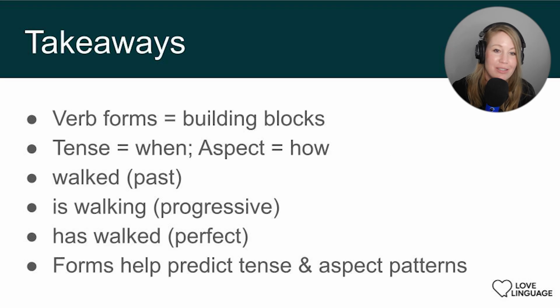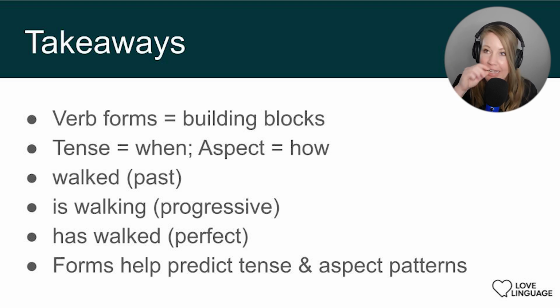So the big takeaway from today is this. Verb forms are our building blocks. Once we know what forms are possible, we can start to see how English uses them to build bigger meanings. That's where tense and aspect come in. Tense tells us when something happens: past, present, or future. I use future in quotes. Aspect tells us how the action is viewed, so whether it's ongoing, completed, or repeated.